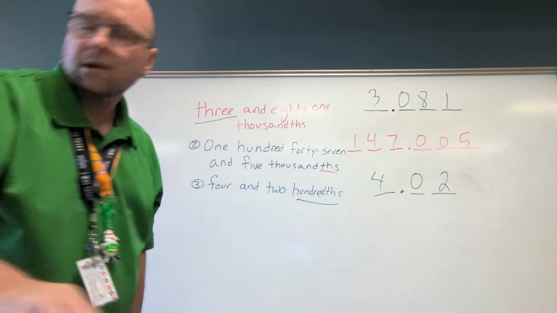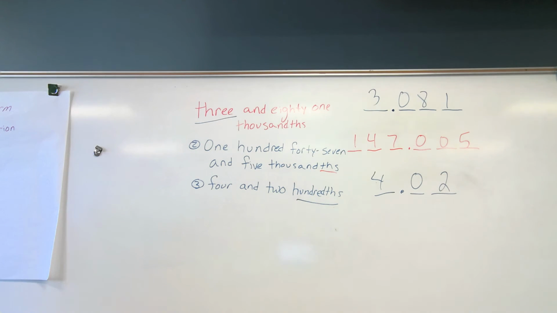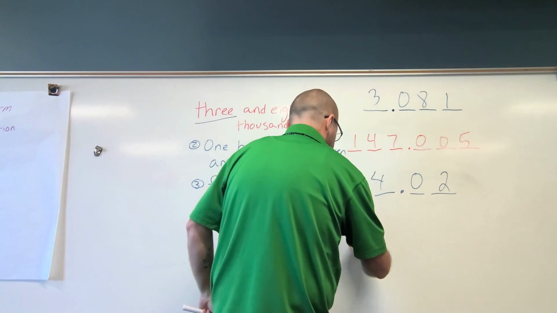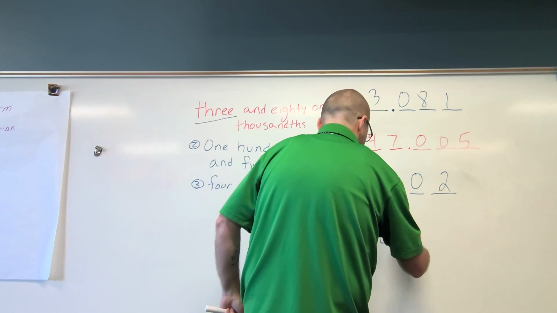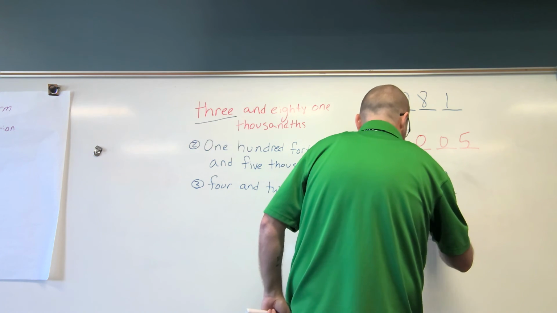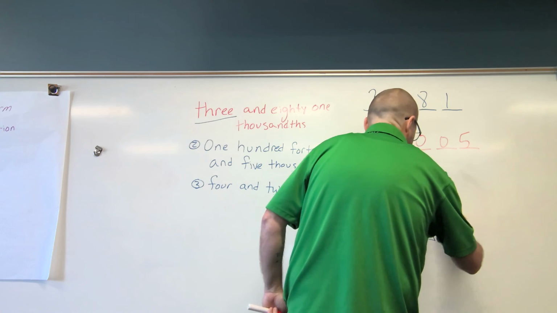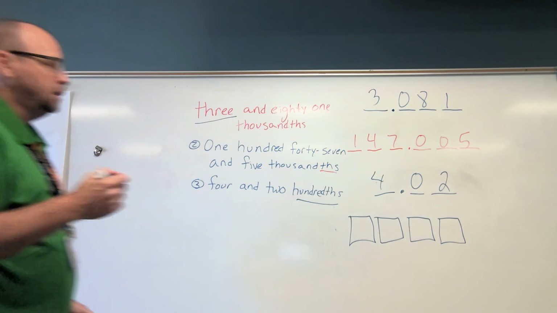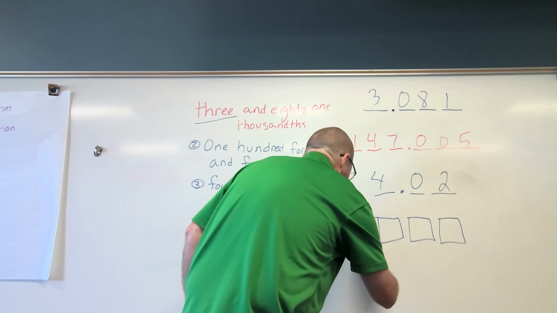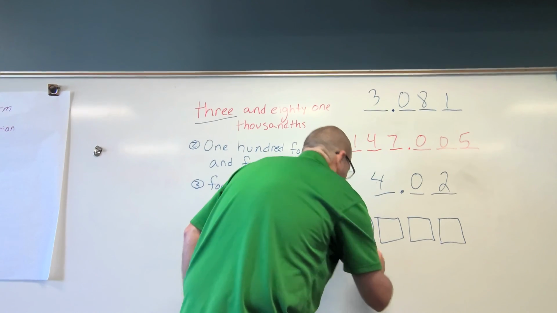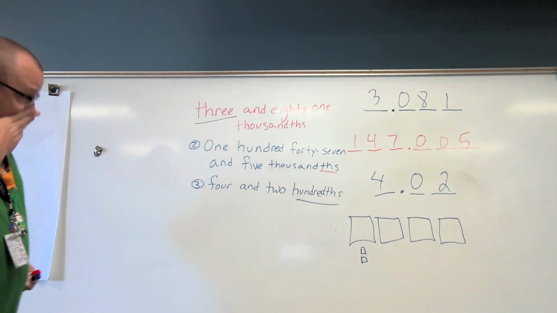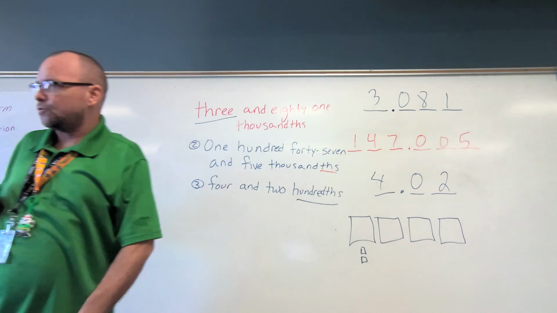So if I wanted to make a picture of it, I can do a picture of this because it's easier. I would have 4. So if you had an assignment and it gave you the picture, this is what it would look like. That's 4 wholes. Those are our whole numbers. And 2 hundredths would be 2 of the little squares. All right, that's what 4 and 2 hundredths would look like. Questions on any of these 3?